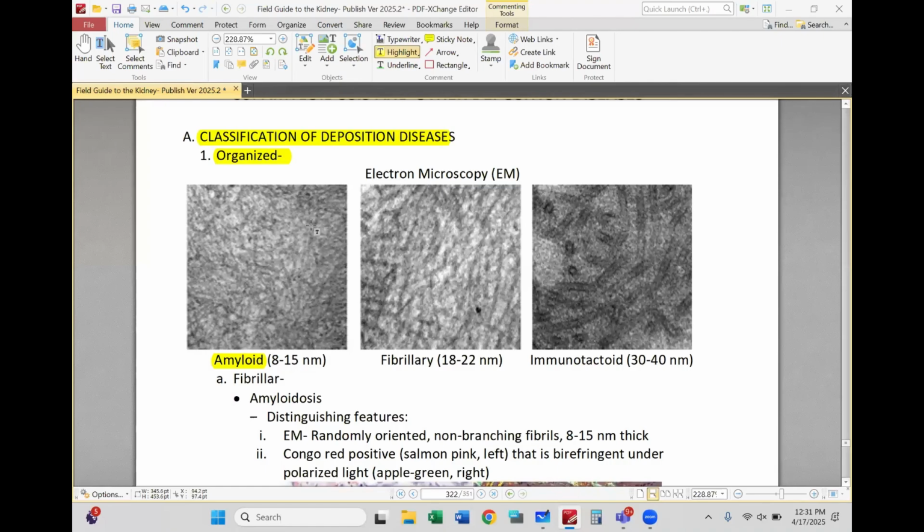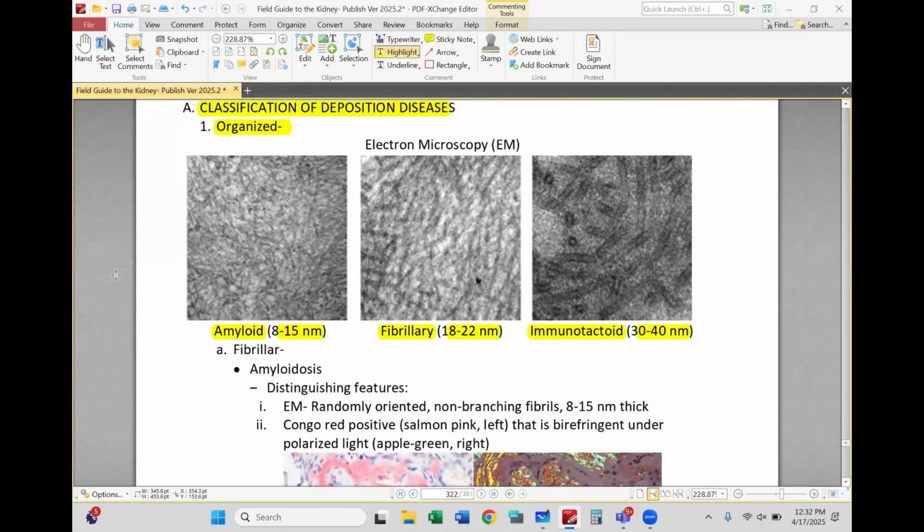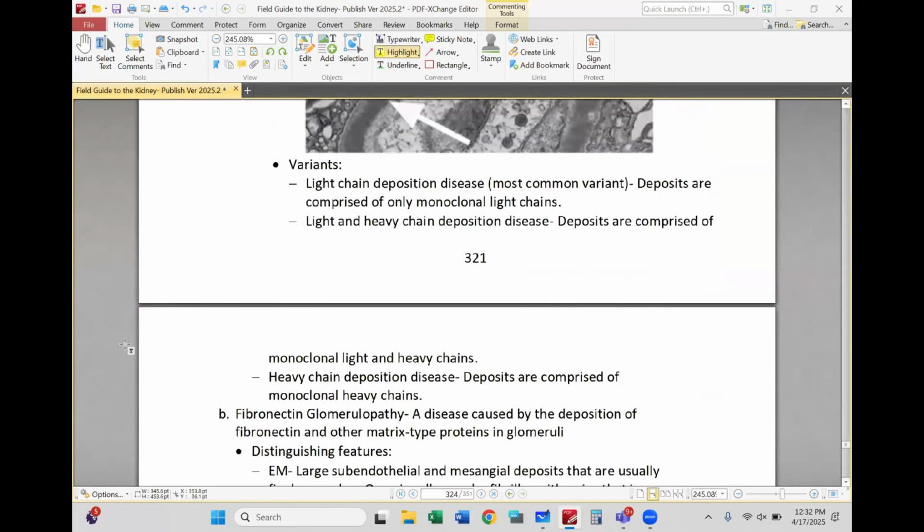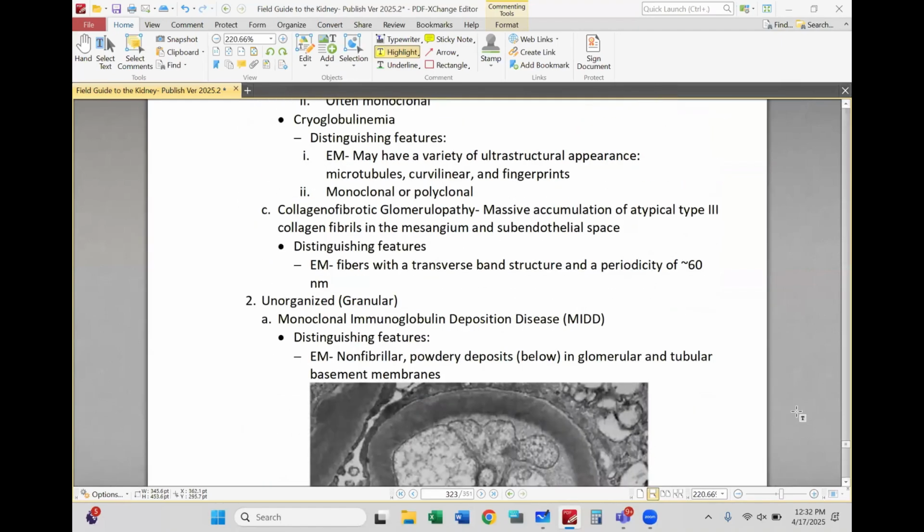So amyloidosis would be a fibrillary or a fibril. So it has that secondary structure. Fibrillary also would be a fibril. Immunotactoid will be these larger substructures that people describe as microtubules. So you can see a size difference between these, let's call them all fibrils, and these would be forms of organized deposition diseases, okay?